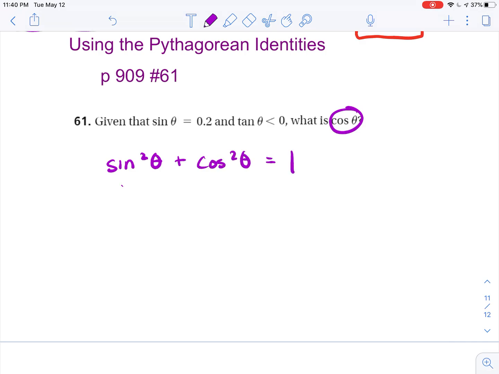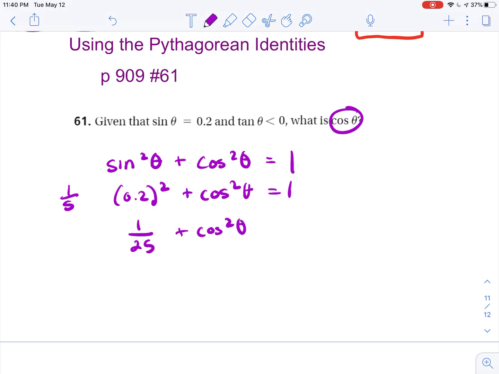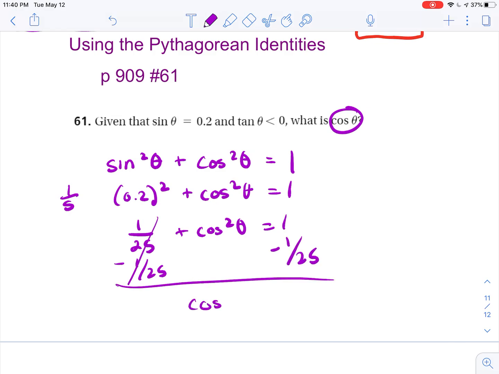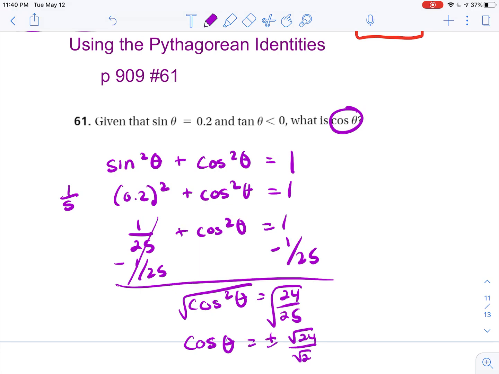Well, if we're given a sine and want to find cosine, we can use the trig identity. Sine squared theta plus cosine squared theta is equal to 1. 0.2 squared can get substituted. Well, I actually turned that into 1/5. So that's 1 over 25 plus cosine squared theta is equal to 1. Subtract this. Minus 1 over 25. And I get cosine squared theta is equal to 24 over 25.